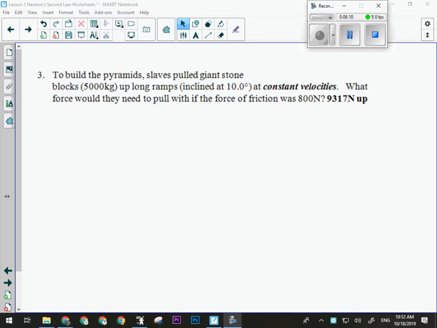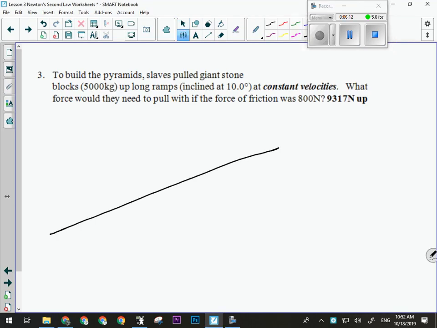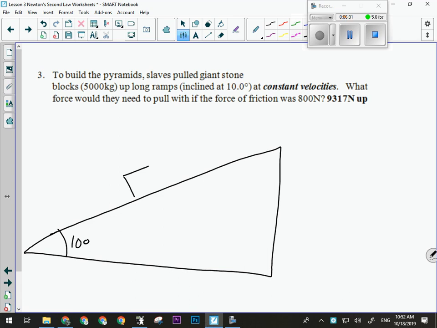All right, so if we're building the pyramids and we don't have help from aliens with tractor beams, then we have to use ropes, ramps, and slaves. That's how the pyramids are built. Okay, so we have an angle here of 10 degrees. We've got these giant stone blocks that have a mass of up to 5,000 kilograms, and they're being pushed at constant velocities. All right, so the force of friction is 800 newtons.